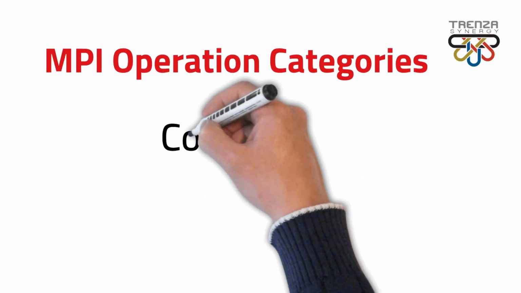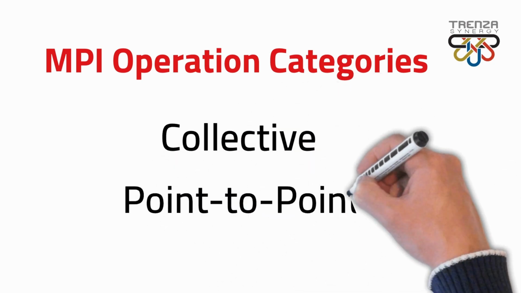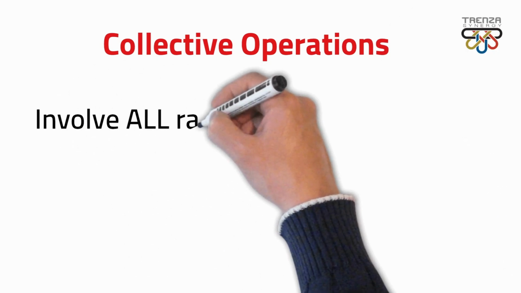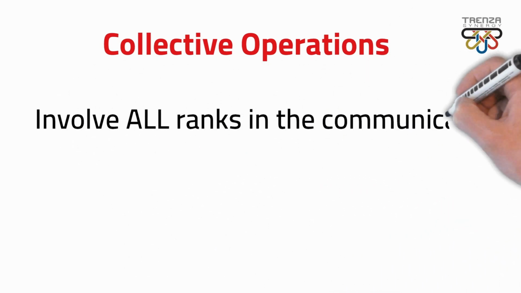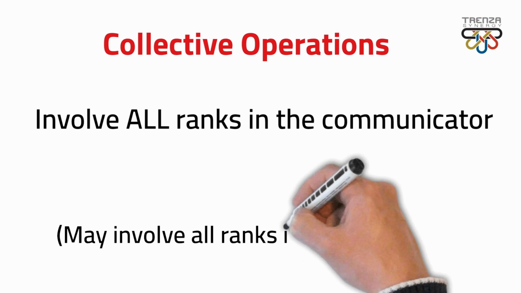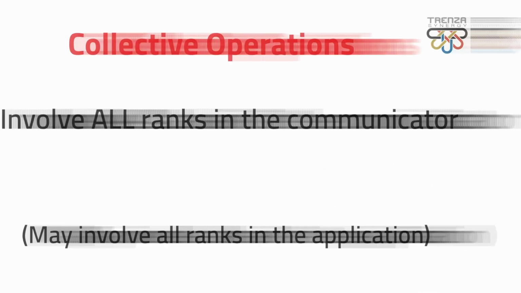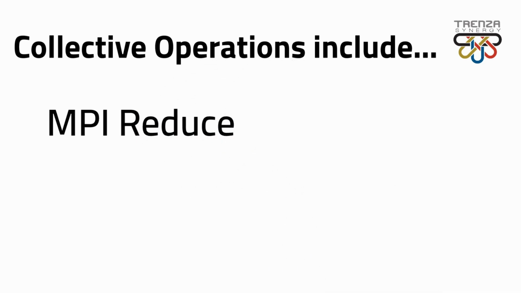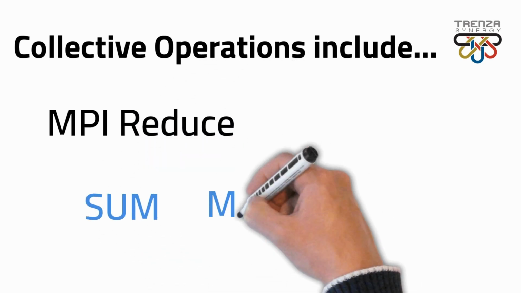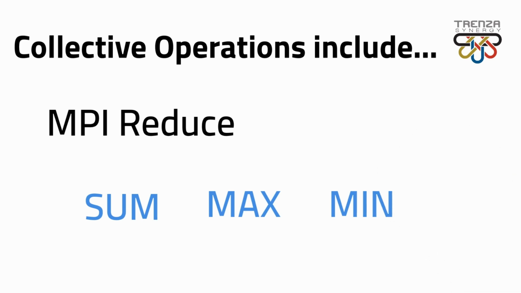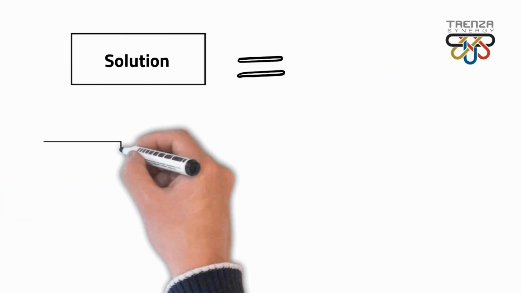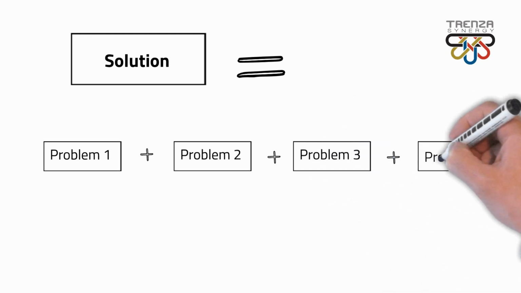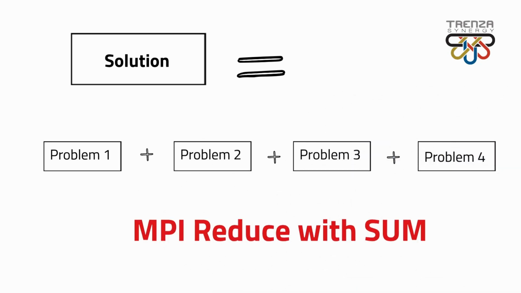There are two major categories of MPI messages, collective and point-to-point. Collective operations, as the name suggests, are operations that require the participation of all ranks within a communicator. This is often, but not always, all ranks within the application. Some examples of collective operators include MPI reduce, which has operations such as sum and max and min across all ranks. For example, if each rank solved a piece of the problem and you had to add all the pieces from each rank together to get the solution, you could use MPI reduce with the operator of sum.